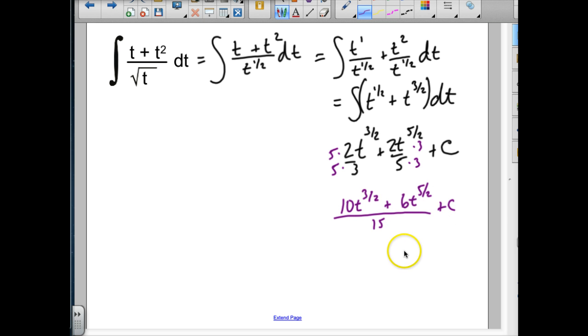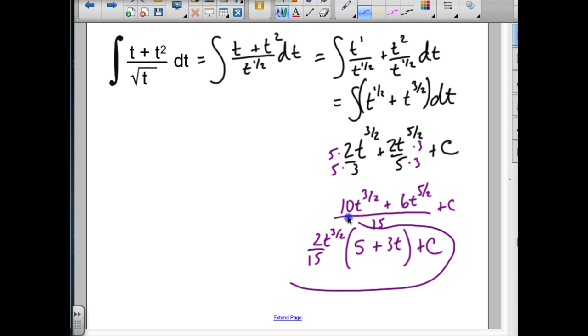The book is also going to factor out the greatest common factor. So these both have a 2 in common and a 15 in the denominator, and then t to the 3/2, they both have that. So if you take out a 2 from here, you'll have a 5. If you take out t to the 3/2, you don't have any t's left there. And here you take out a 2, you'll have a 3 left. And t to the 5/2, if you take out a t to the 3/2, you subtract those and you'll have t to the 2/2, which is just 1. So that will be the final answer you'll see in the book.